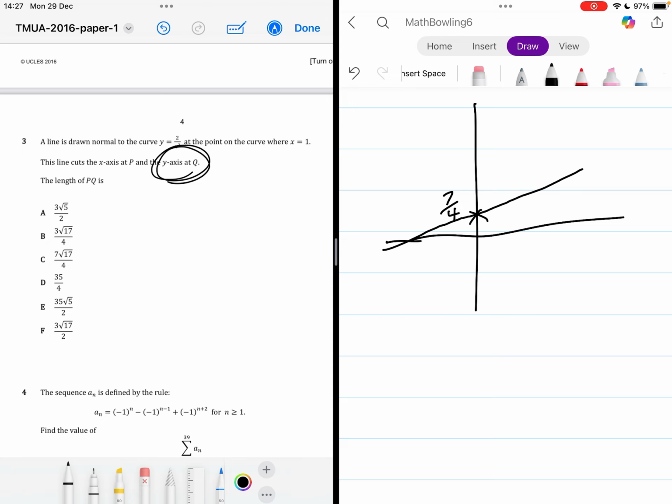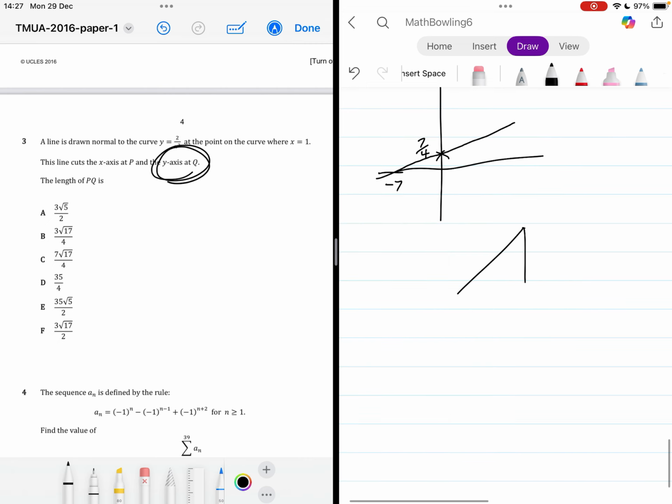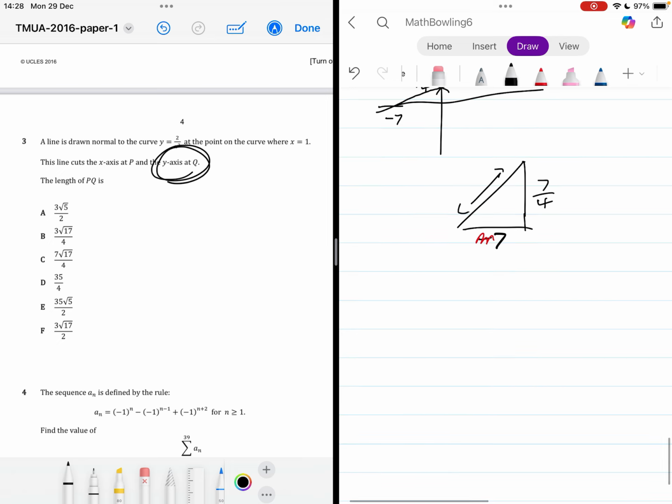This is obviously not to scale, but this is what we're left with. And then it's our triangle. 7/4 on the height, -7 on here, but obviously the length of this is just going to be 7. So the sign on this doesn't actually matter. So I'm going to just scribble over that. And we want this length here. This is just Pythagoras, so it's the square root of 7 squared, because this is a right angle, plus 7/4 squared.